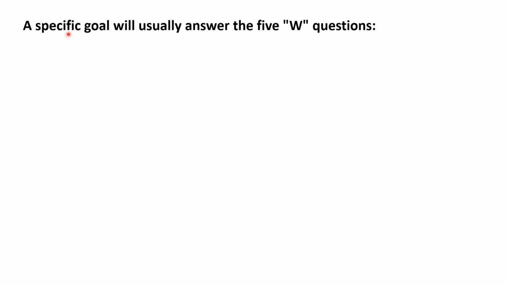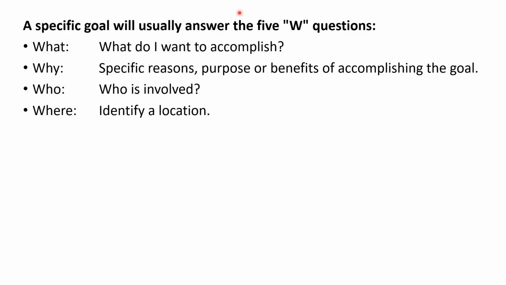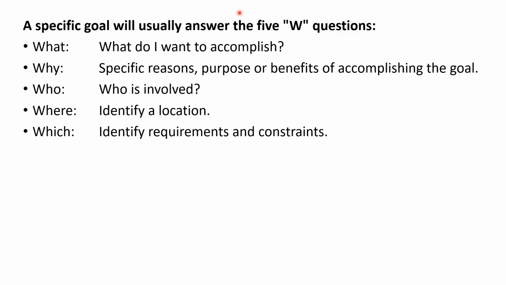So let us see what a specific goal is. The first criterion of a SMART goal is that it should be specific. And when we say specific, it has to answer the 5 W questions. What are they? What you want to accomplish. Then why you want to achieve that goal. Who is involved in these goals? Where is the location? Then what are the requirements of these goals? What all you need? What are the barriers you can face? If you answer all these questions, then your goal becomes specific. When writing a goal, if you are able to answer all these questions, that goal is specific.